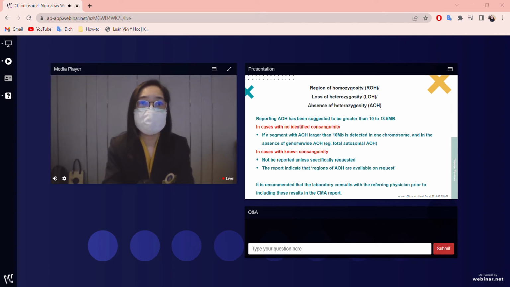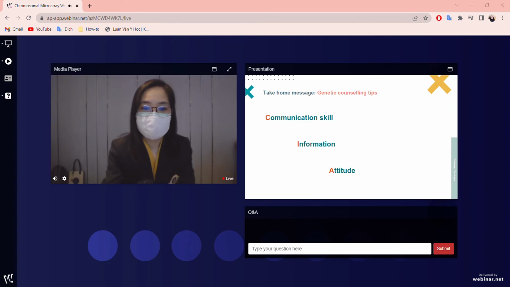So usually it has been suggested to be greater than 10 to 13 megabases. In the case that there is no history of consanguinity, they should report it. But if they know the history of consanguinity, it is usually not reported unless specifically requested, or the report can indicate that these regions are available on request. So usually I recommend referring them to the geneticist.